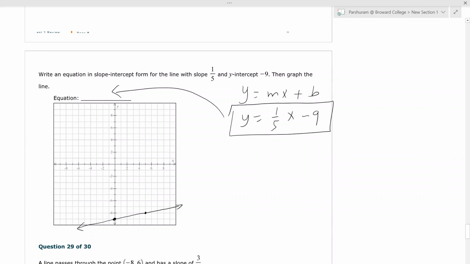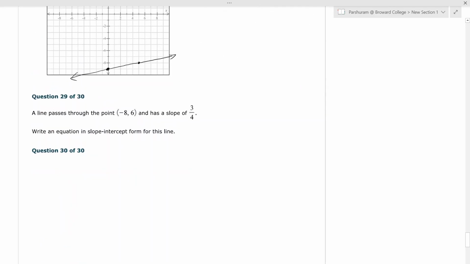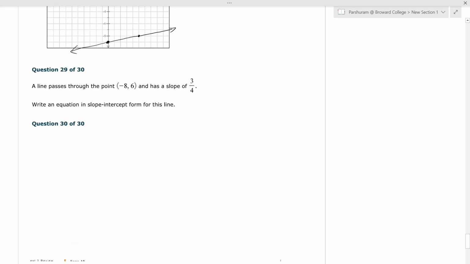Okay, that's problem 28. Now question 29. A line passing through the point (-8, 6) has a slope of 3 over 4. We need to write down the equation of the line. I'm going to do problem 30 on the next page, so I'm going to use this space here.